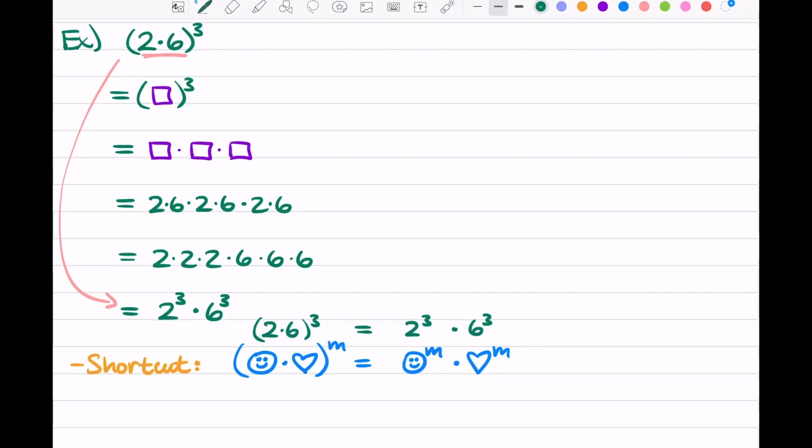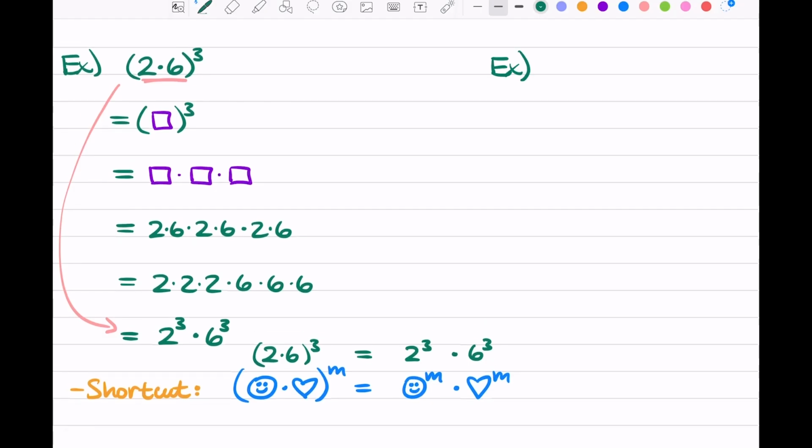Let's try another example. Let's say we have 3 times 8, and we take that to the 3rd power. We can think about this as multiplying 3 times 8 3 times, or using our shortcut, we could go straight to 3 to the 3rd times 8 to the 3rd. Now let's try a couple examples using the different shortcuts we've learned.